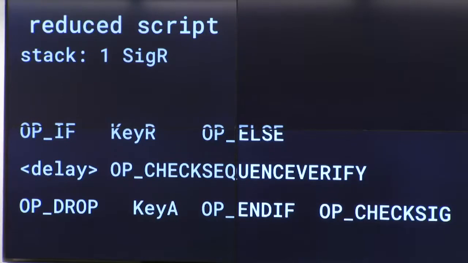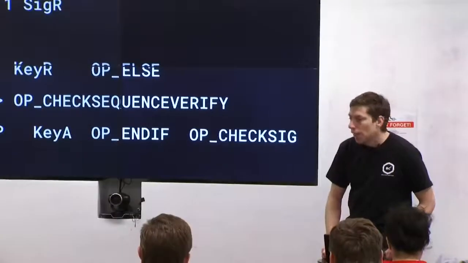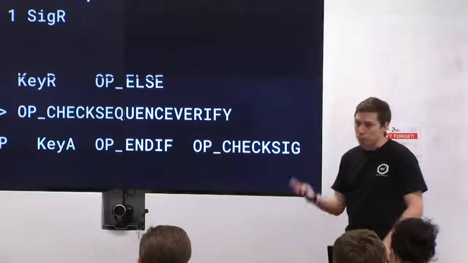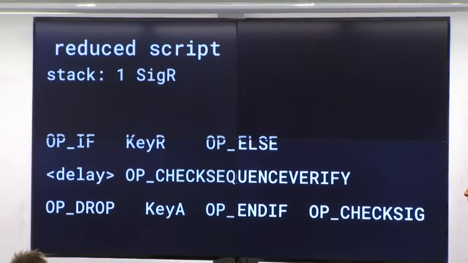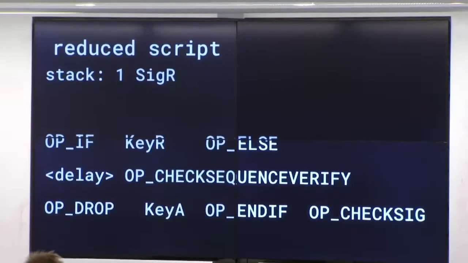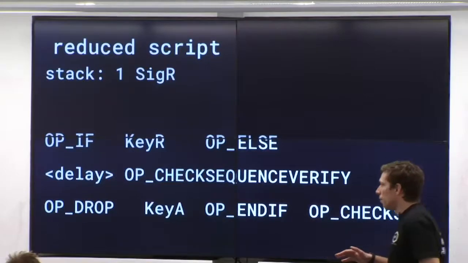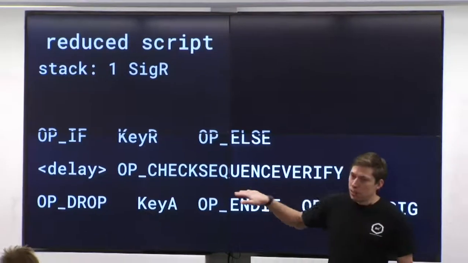So any questions about this setup? Yes? So what's op drop again? Op drop takes the topmost item on the stack and deletes it, and all the lower items come back up. Yeah, it's just so that compatibility-wise, there would be ways to, since op check sequence verify, basically, this used to be a no op, where it did nothing.